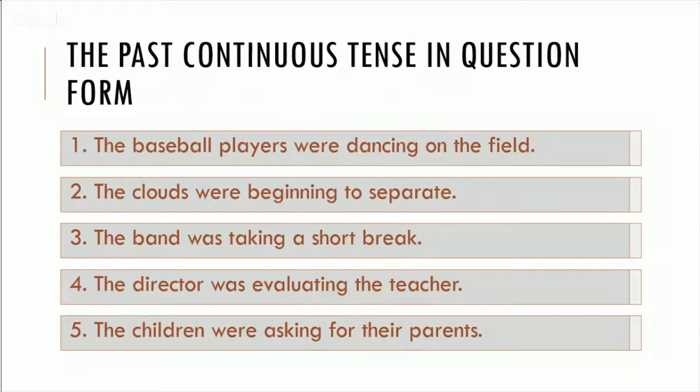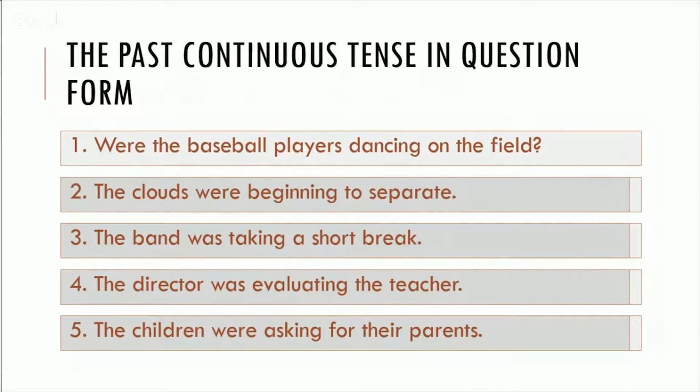Okay. So on the screen, we are looking for the past continuous tense in question form. We have the 5 sentences. I see an answer. That answer is correct. So you take the verb to be, you put it in the beginning, you add a question mark at the end, and you have the question, which is also going to go on the screen. And that question is, were the baseball players dancing on the field? Were the baseball players dancing on the field?